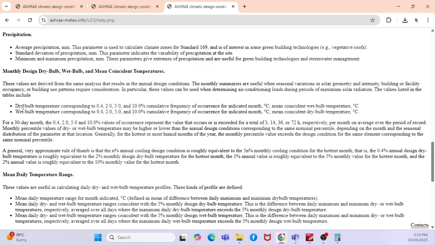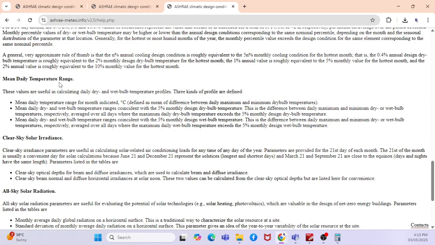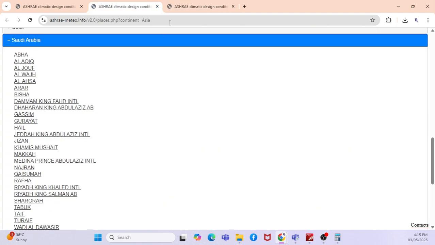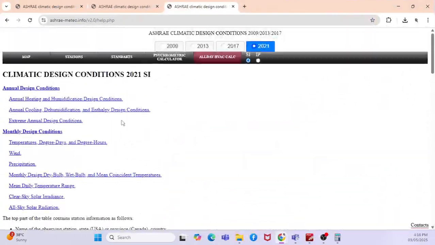Here you can see the dry bulb temperature corresponding to 0.4, 2, 5 percent and 10 percent cumulative frequency of occurrence of the indicated month. Then you have a mean daily temperature range. If you go through this particular guideline, you will get a basic idea about the local conditions.